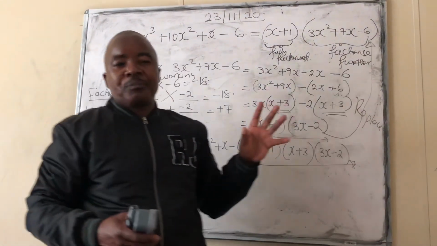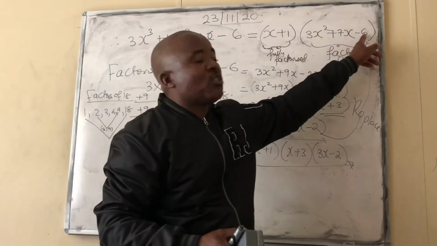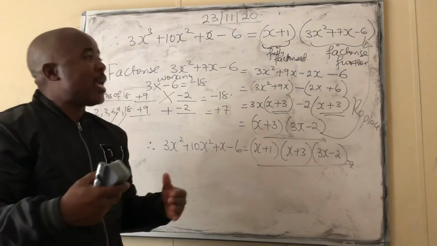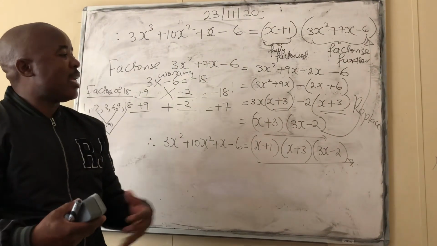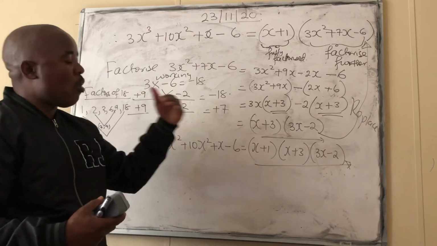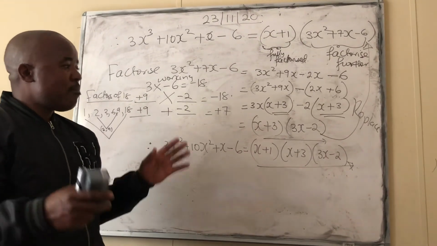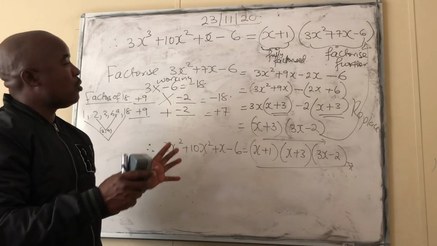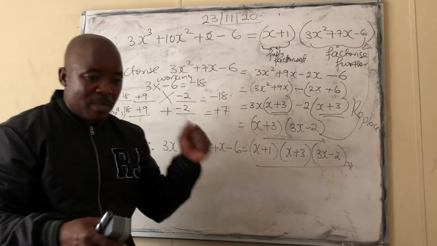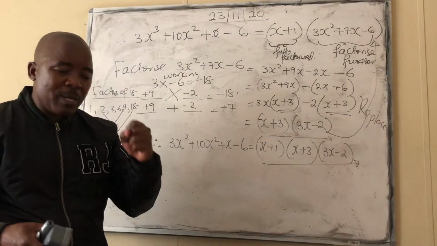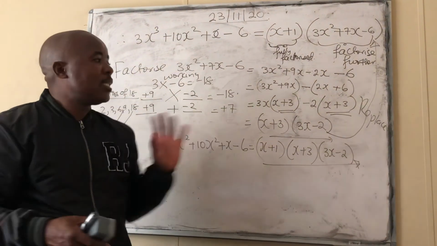Start looking for the factors of the last number, and then you try out factors by trial and error. Then you use the long division method or the synthetic division method. Basically, this is how you factorize. So you can be asked to factorize, or you can be asked to find the quotient and the remainder.